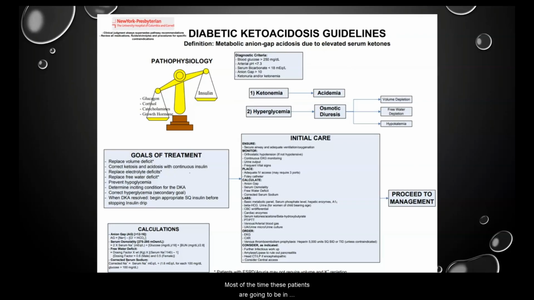Ongoing labs, ongoing EKGs, all those things just to help support care. Most of the time, these patients are going to be in the ICU just because of the acuity of care that they require and those hourly blood sugar checks. It's just a lot for a med-surg nurse who's got 6 other patients. So typically these patients are going to be ICU level care.